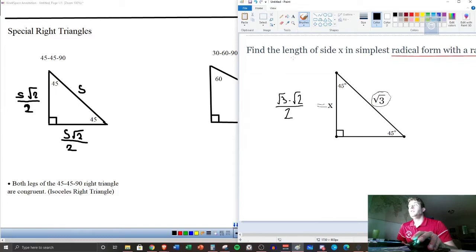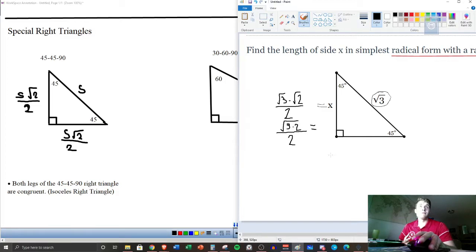Now, do you remember how to do this? Like, what does this actually mean? How do we multiply these radicals? Well, hopefully this is okay. It's going to be equivalent to this, square root of 3 times 2.